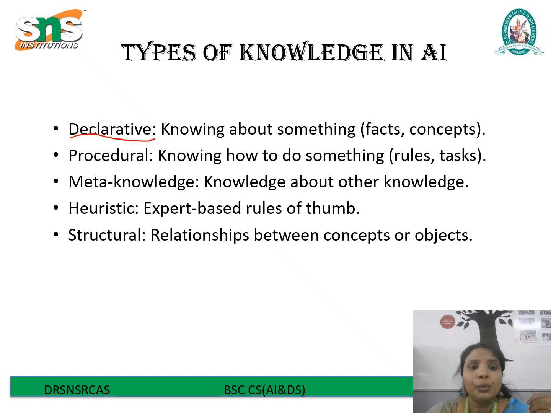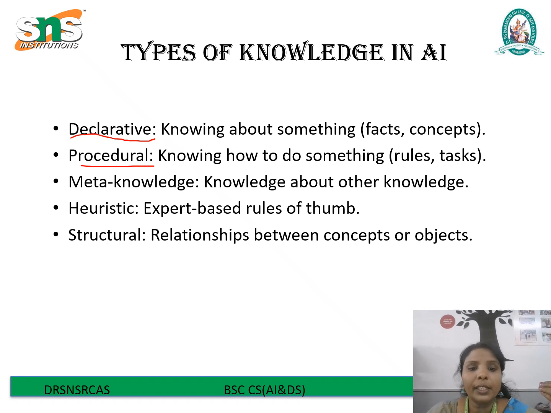Next one is procedural. Procedural knowledge is about knowing how to do something. This includes the rules, steps and procedures needed to complete tasks like solving a mathematical problem or driving a car. Procedural knowledge enables an AI system to perform actions and make decisions based on sequences and algorithms.